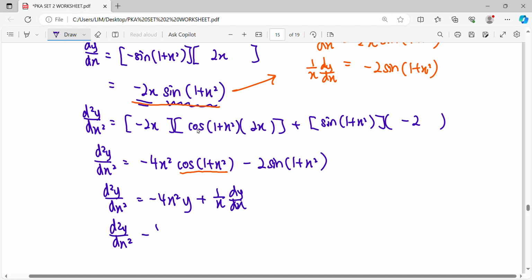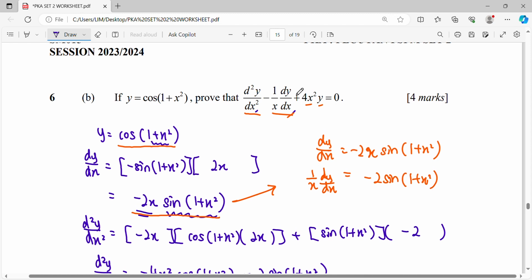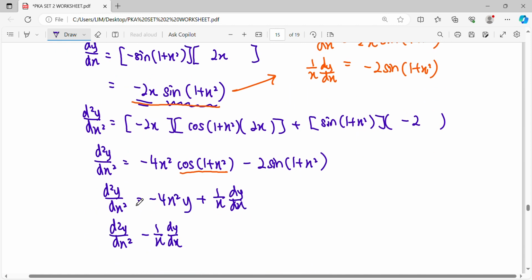So this is our second term, minus 1 over x dy dx. So when I move this to the left hand side, it will be plus 4x squared y, as shown.